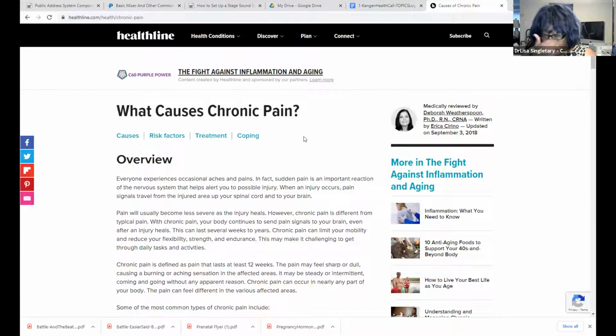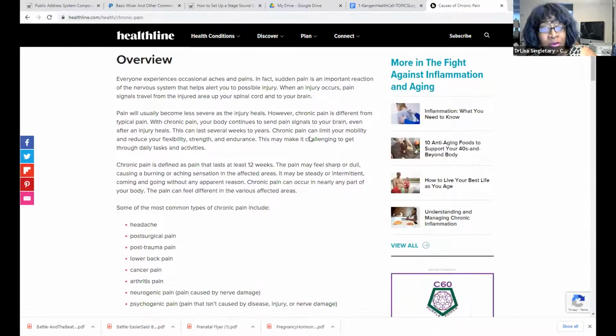So everyone experiences occasional aches and pains. In fact, sudden pain is an important reaction of the nervous system that helps to alert you to possible injury. When an injury occurs, pain signals travel from the injured area up your spinal cord and to your brain, stopping first at the thalamus. We might talk about the thalamus a little bit. Pain will usually become less severe as the injury heals.